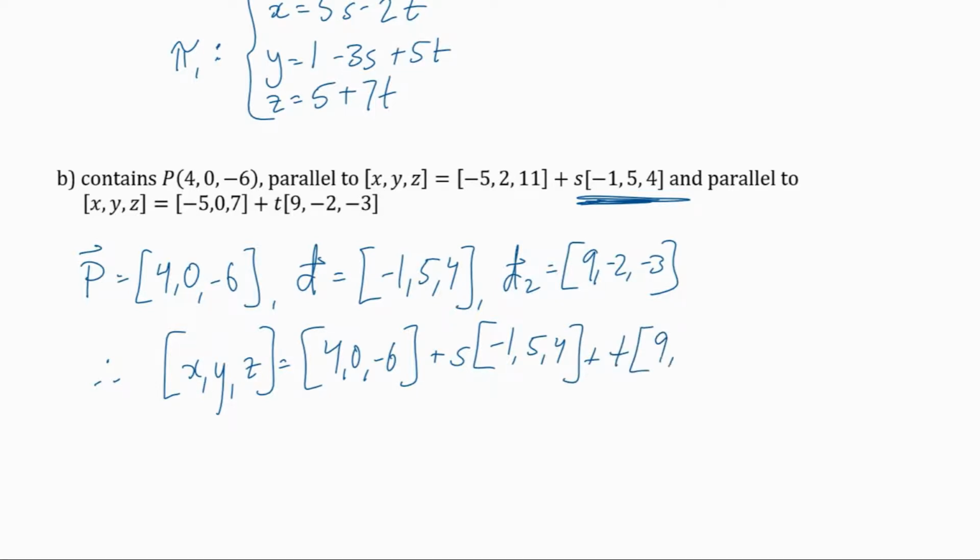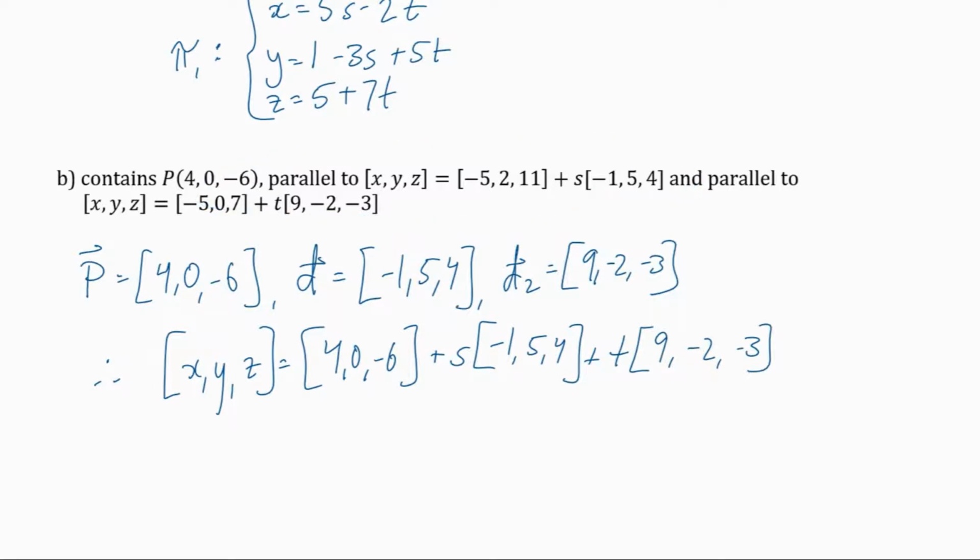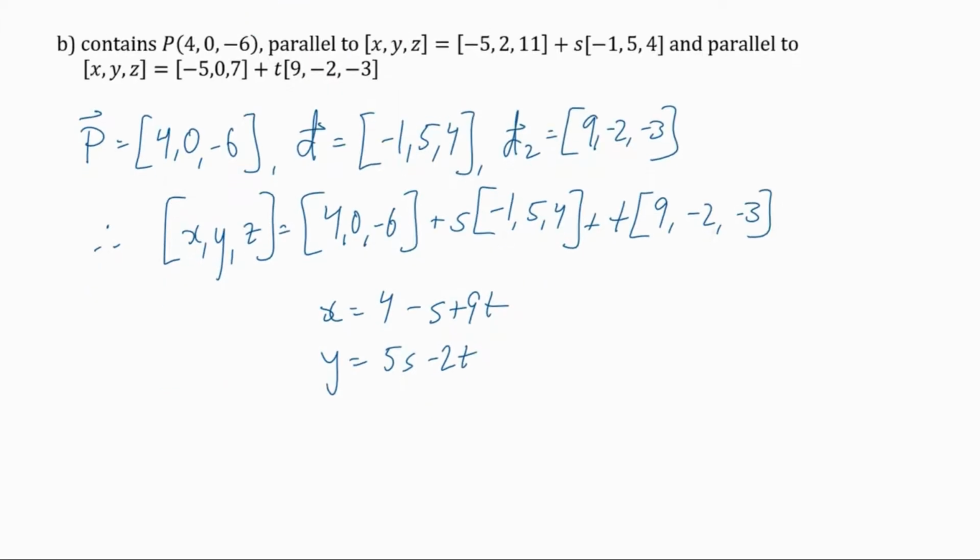But they do not in any way have anything to do with the parameters that were from those lines. We're just reusing the same variable, kind of like y equals mx plus b. M is always a slope, even in different lines. And then in parametric form, we've got x equals 4 minus s plus 9t, y equals 0 plus 5s minus 2t, and z equals -6 plus 4s minus 3t. There's parametric form.